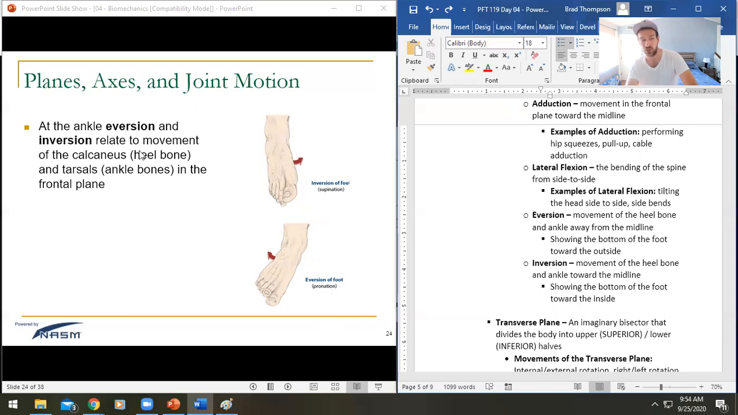So eversion is movement away from the midline. So you can see he's showing the bottom of his foot towards the outside. That's everted. And inverted is showing the bottom of the foot towards the midline. So I'm going to do this one more time, right? So this is inverted, and this is everted. So inverted, everted, inverted, everted.